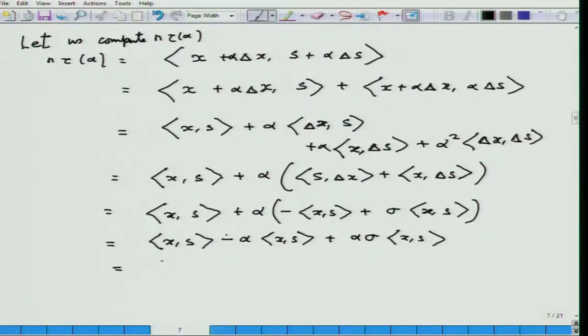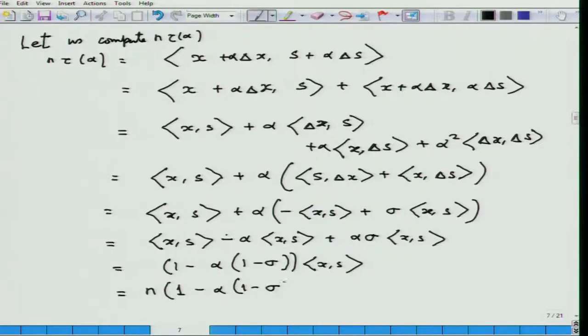So what I can write here is x_s. I can take out the x_s as a common thing. So I will have 1 minus alpha into 1 minus sigma times x_s. But what is x_s? It is n into tau. So, it is n into 1 minus alpha times 1 minus sigma times tau. So, n into tau_alpha is this.